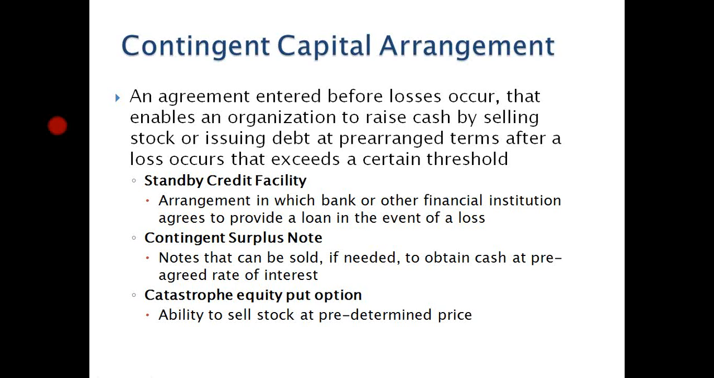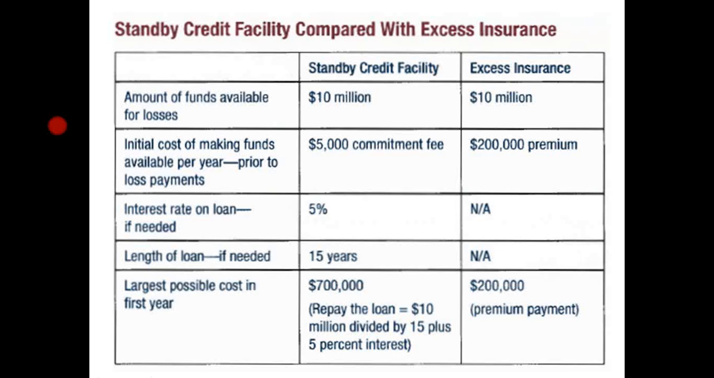And then it also talks about notes here. A standby credit facility is an arrangement in which a bank or other financial institution agrees to provide a loan in the event of a loss. That's self-explanatory. A contingent surplus note is a note that can be sold if needed to obtain cash at a pre-agreed rate of interest. So the notes are basically already done, whereas the standby credit may not be, depending on the amount. And the last one, the catastrophe equity put option, is the ability to sell stock at a predetermined price, which is what I described earlier. Here's a good example of how this might work.